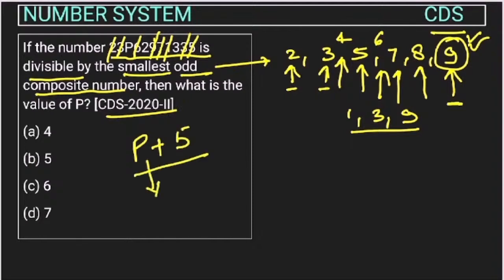सो 9 बन जाएगा कब? व्हेन p इज 4. p is 4, this will be 9 and this will be divisible by 9. So the value of p will be 4. So option A is the correct answer, right?